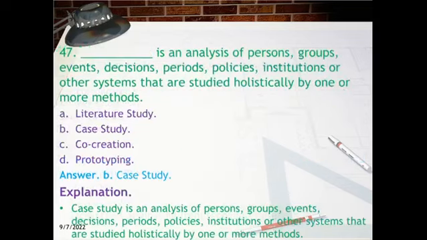47. Is an analysis of persons, groups, events, decisions, periods, policies, institutions or other systems that are studied holistically by one or more methods: literature study, case study, co-creation, prototyping. Answer: B. Case study. Explanation: case study is an analysis of persons, groups, events, decisions, periods, policies, institutions or other systems that are studied holistically by one or more methods.